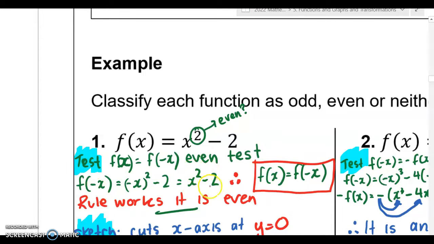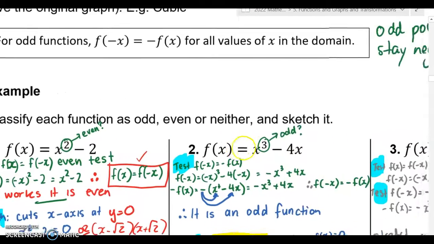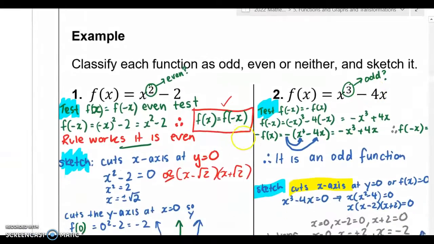So if you need to pause the video and work that out for yourself, go and do that. But that's the same as our function. So the even test works. f of x is equal to f of minus x. So this is an even function. But what it actually asks us to do in the question is not just to classify them, it's to sketch it. So let's have a little go at sketching.